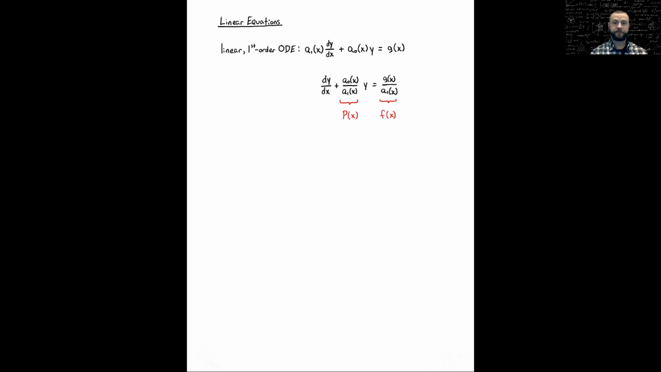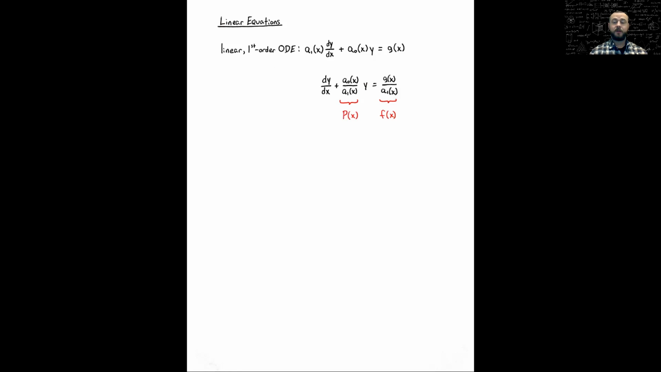All right. So first thing we want to do is maybe write this in a more convenient form. We're going to rewrite this basic form of a linear first order ODE into something a little easier to work with. So first thing we can do is divide the whole equation, left and right side, by that function a sub 1 of x.